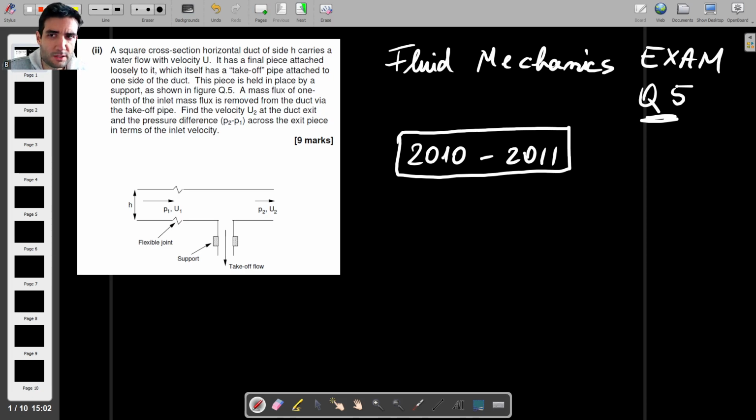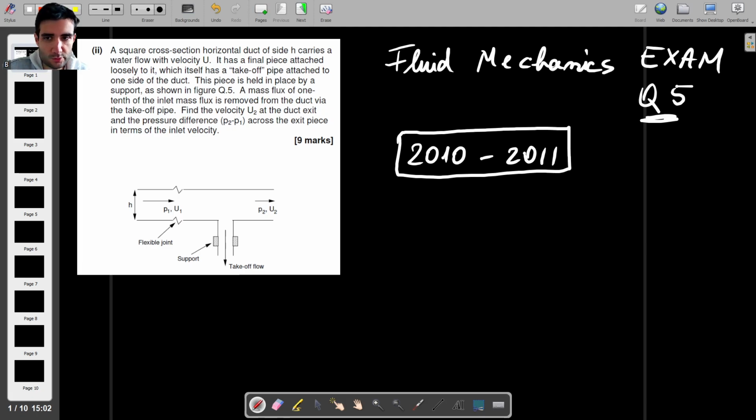And actually, the first part of question 5, we're not going to go over it now because it's just a bit of theory. There is a question which is asking you to state the principle of momentum conservation. Again, that's something that you can probably find in any fluid mechanics textbook, and we're going to apply that in the second part of this question.